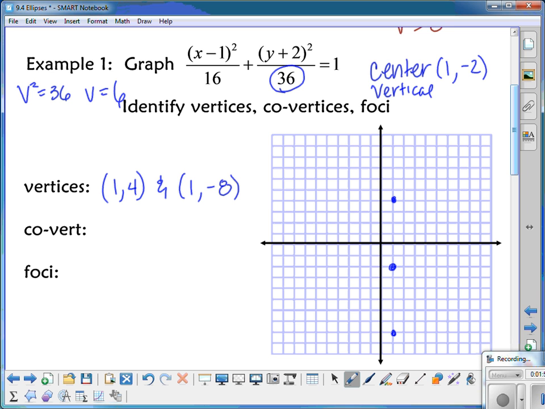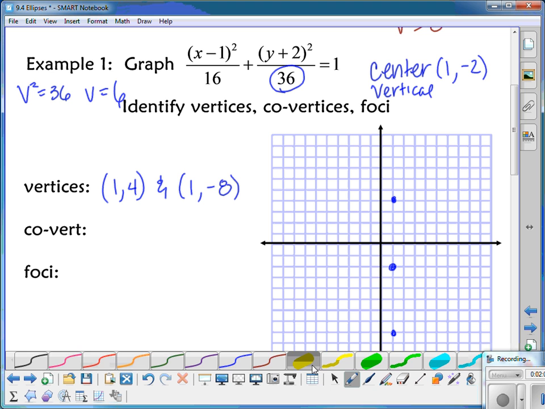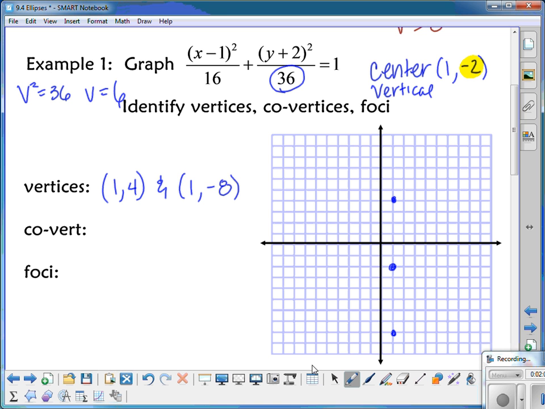And you can see, if you look at the points, like just the numbers, the center, the y was at negative 2, and all I did was I added 6. Negative 2 plus 6 is 4. I subtracted 6. Negative 2 minus 6 is negative 8. So you guys see the relationship between all the parts of this?